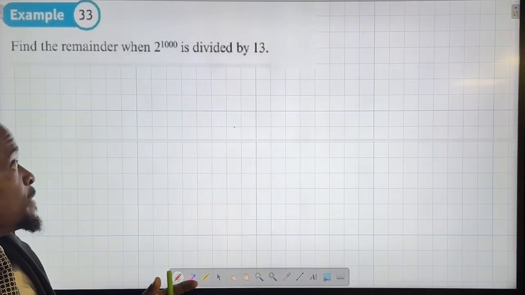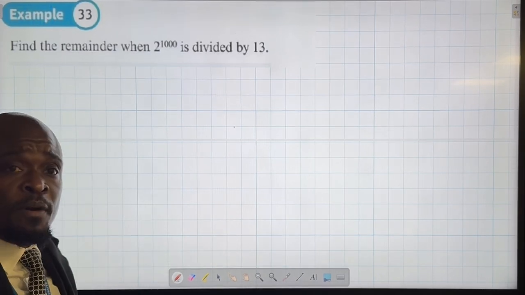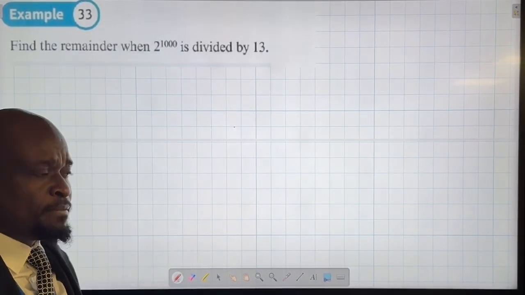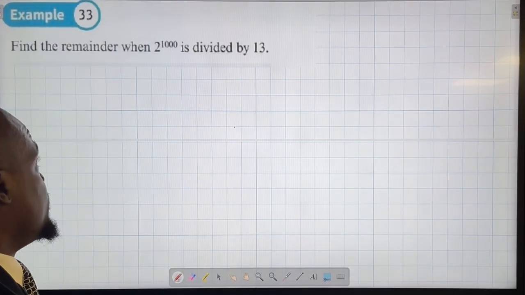2 to the power of 1,000 divided by 13. As you can notice, 2 to the power of 1,000 is quite a big number. It can't fit on a calculator. Even on some computers, it can't, because you need a mainframe computer to execute that.